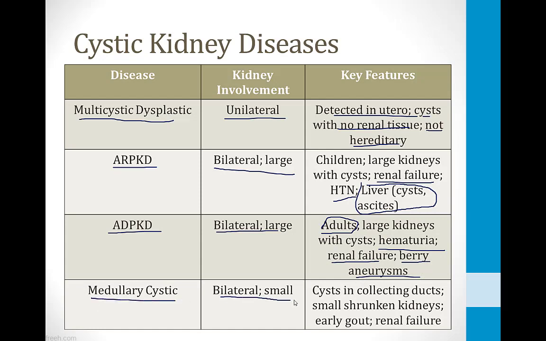And then finally, we discussed medullary cystic. So this is usually bilateral, but the kidneys are small and shrunken from fibrosis. There can be cysts in the collecting duct, although remember, they're often not seen. Small shrunken kidneys, early onset of gout, and then renal failure. And that concludes our module on cystic kidney disease.